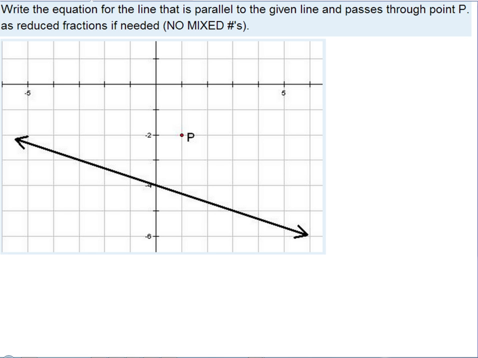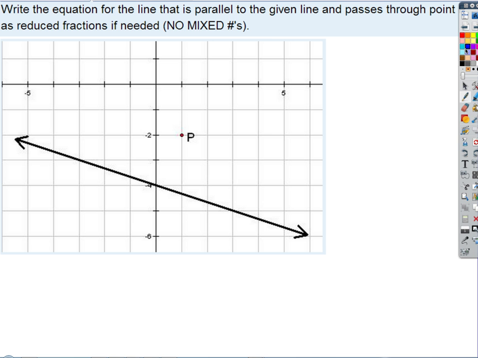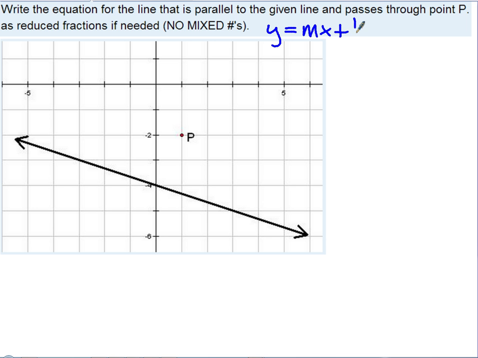Our goal is to come up with a line in the form y equals mx plus b, right? That's our answer, the equation of the line. And so to come up with that equation, we need to find out what the values of m and b are. M is always going to be easy. B is the one that's a little bit trickier. Now, what can we say about m here?